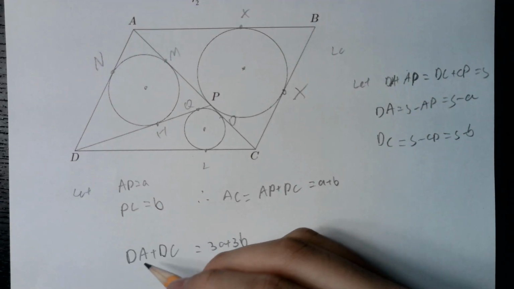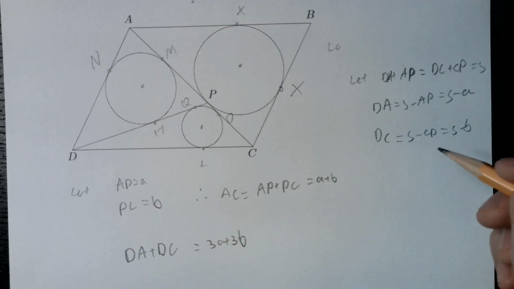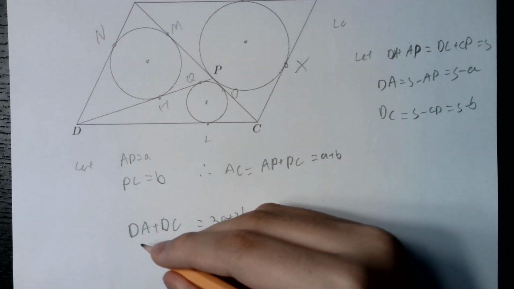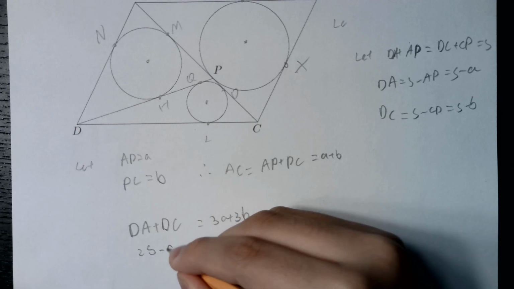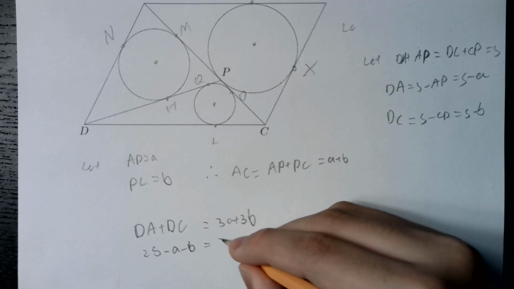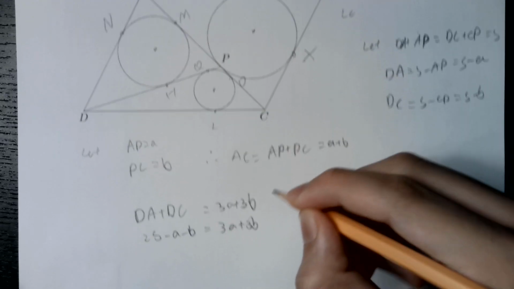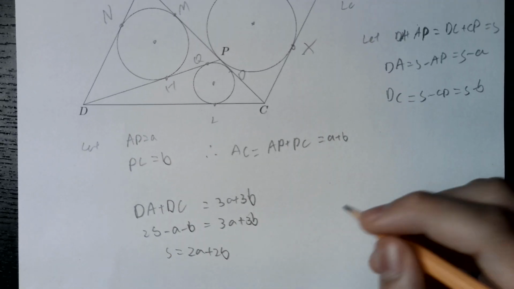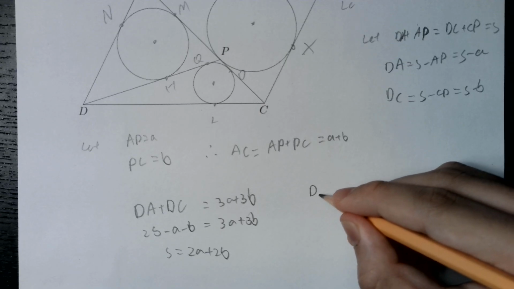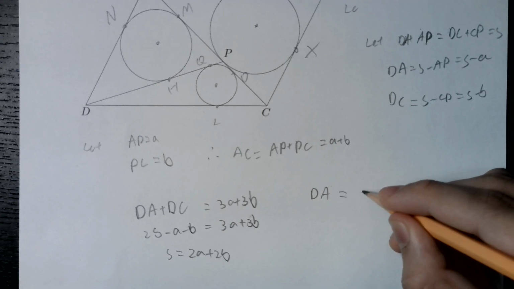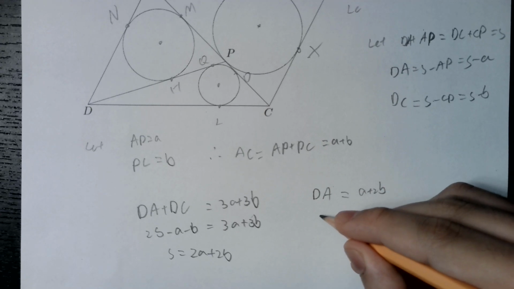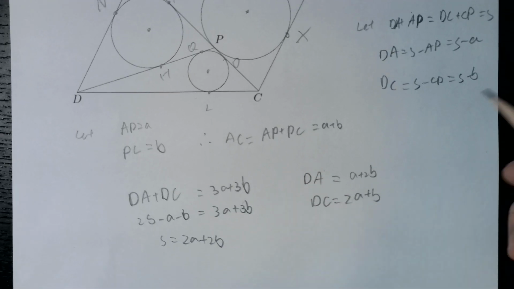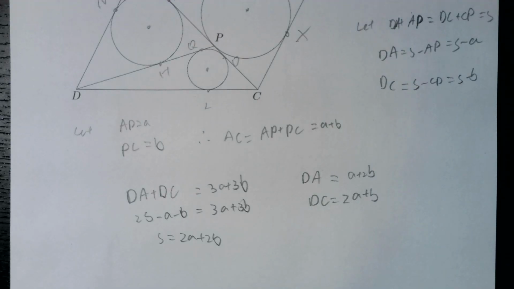So here we have DA and DC. So let's rewrite that into S minus B and S minus A to receive 2S minus A minus B is going to be equal to 3A plus 3B. And so this means that S is going to be equal to 2A plus 2B, and therefore DA and DC. So DA is going to be equal to A plus 2B, and DC is going to be equal to 2A plus B, as we just plug in S from here up into here.